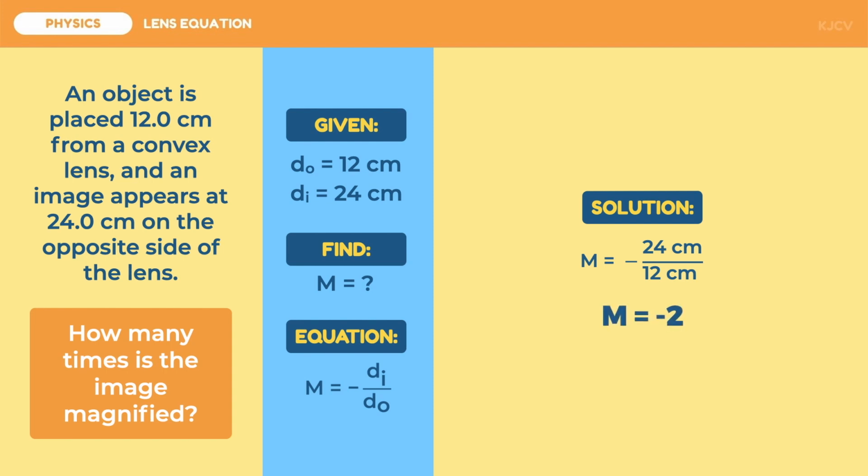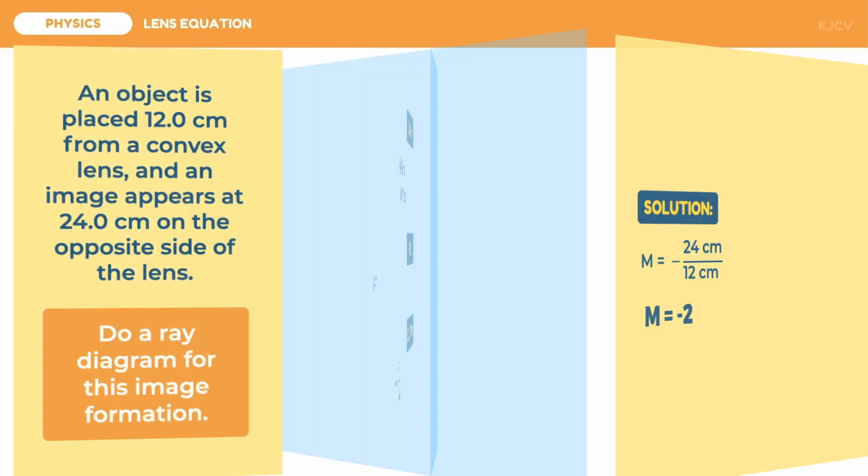The negative sign of the magnification value here does not tell us that the image diminished in size. Rather, it tells us that it is inverted. The absolute value of the magnification value tells us the size of the image. Since it is greater than 1, it is enlarged. Let us check our solution by answering the last item for this problem.